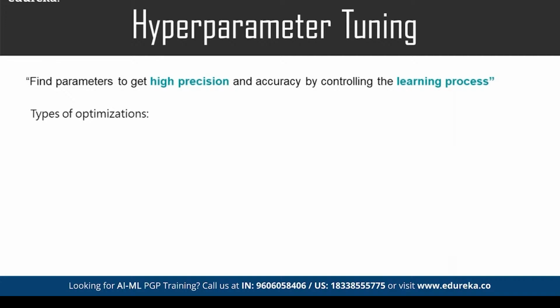As we see with hyperparameter tuning, we are finding the important parameters as part of the algorithm. The main purpose of finding such parameters is to get high precision and accuracy. If you ask me what accuracy is, it is a metric we call an evaluation metric, or performance metric, used for evaluating the model. That is why we call it a performance metric or error metric, and it controls the learning process. And we have types of optimization here. As a part of hyperparameters, we have different types of optimization techniques, which of course fall under hyperparameter tuning.